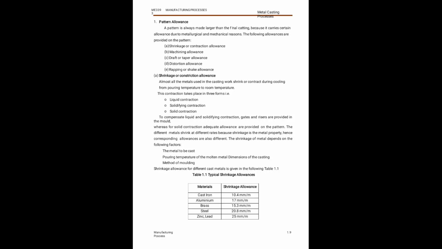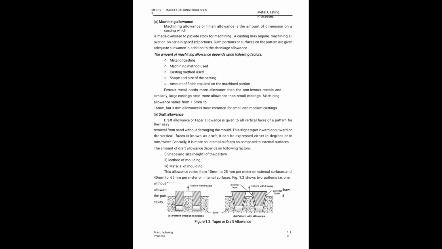To compensate for the liquid and solidifying contraction, a riser is provided in the mold, whereas the solid contraction allowance is always provided on the pattern. Different metals shrink differently, so different allowances will be given depending upon the material. Cast iron is allowed about 10.1 mm per meter length, and aluminum and brass are allowed according to the table. Next one, machining allowance.